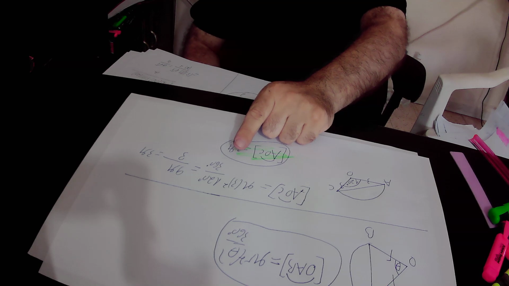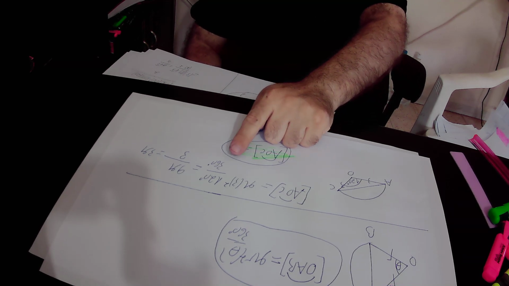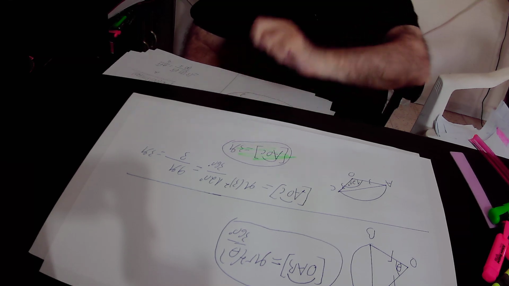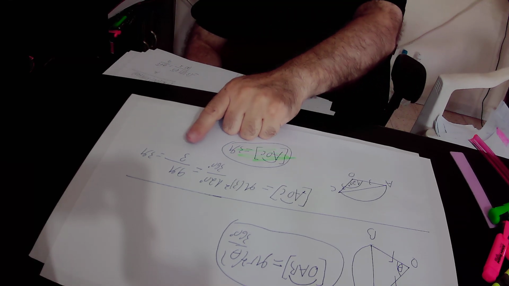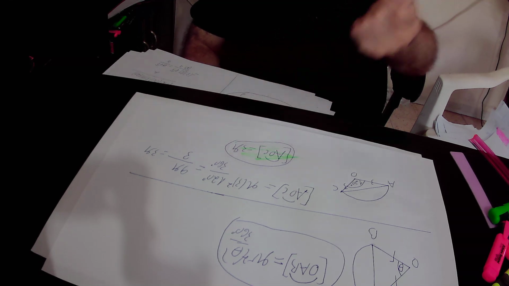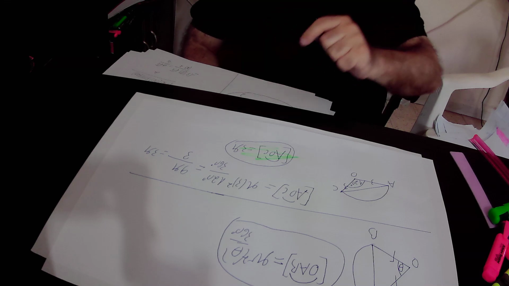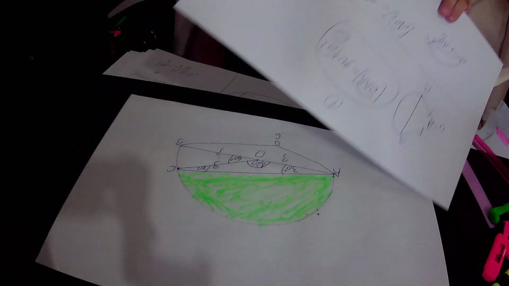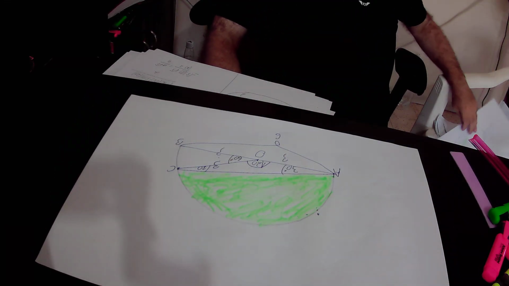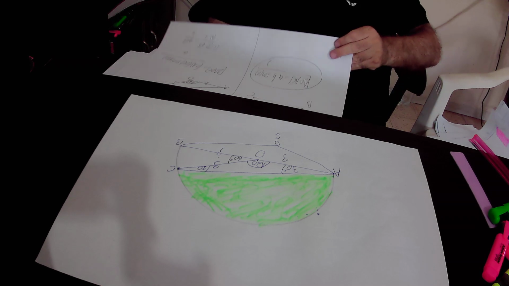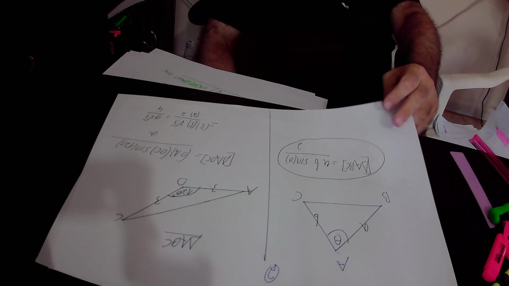120 degrees over 360 degrees is 1/3. So in total this expression equals 9 pi over 3. 9 over 3 is 3, so in total this expression equals 3 pi. So we found out that the area of this sector, sector AOC, equals 3 pi square units. Then I presented to you a new formula for the area of any triangle.